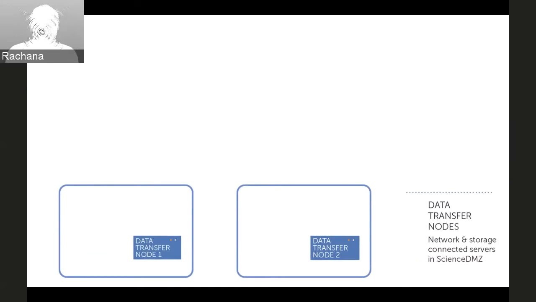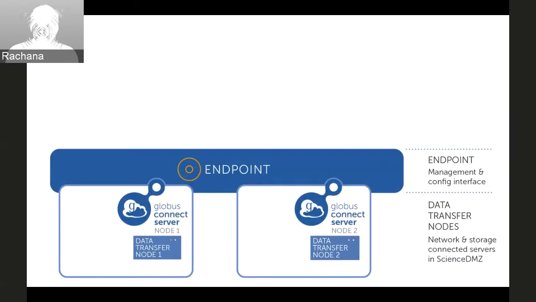So let's start with what the building blocks look like. The first one is just data transfer nodes. All the institutions have data transfer nodes deployed. This could be in your Science DMZ or any other server that you have provisioned for moving data in and out. So Globus Connect Server is installed on each of the data transfer nodes, and the endpoint becomes a logical structure on top of these various nodes that provides all the management and configuration interface. So anything that talks about managing your servers, anything that talks about network parameters, so really what an administrator would use for managing the endpoints. So that's the endpoint piece.